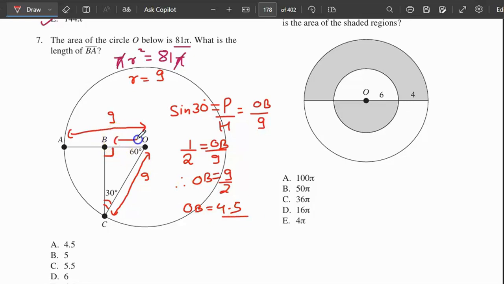Now this whole thing is 9. If this is 4.5, what is the remaining part? AB is equal to 9 minus 4.5. So 9 minus 4.5 is also 4.5. So AB is coming as 4.5. A option is correct.